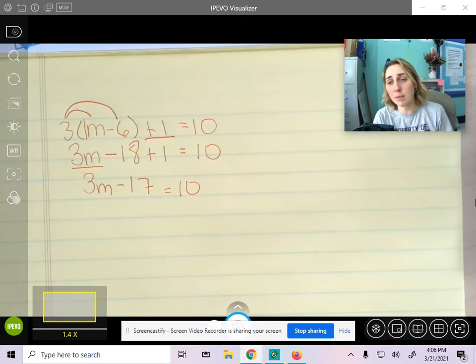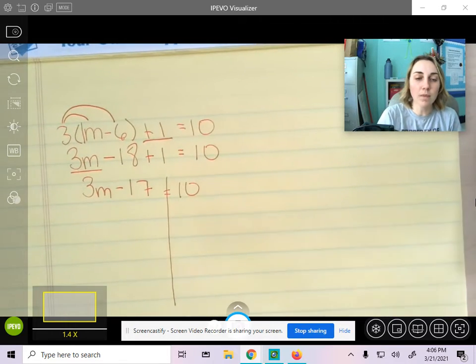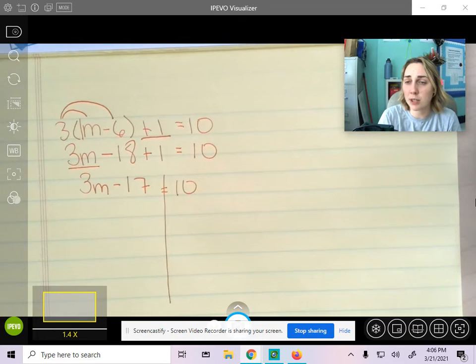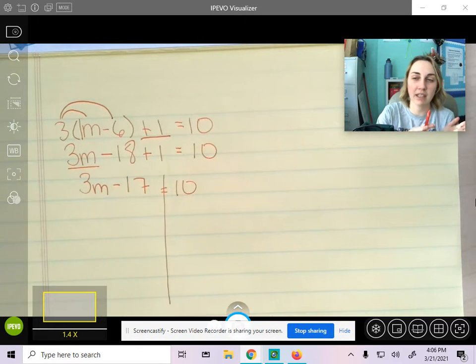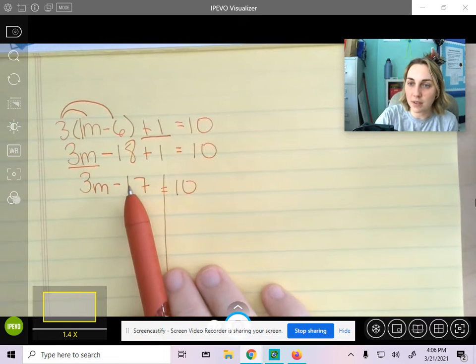So first step of doing that is I need to make my balance beam. Cool. And I need to get rid of my constants first. So my constant, remember, is the number that you can get rid of using addition or subtraction, or you can think of it as the number that doesn't have the variable right next to it. It's going to be separate. That's your constant. I need to get rid of it first.